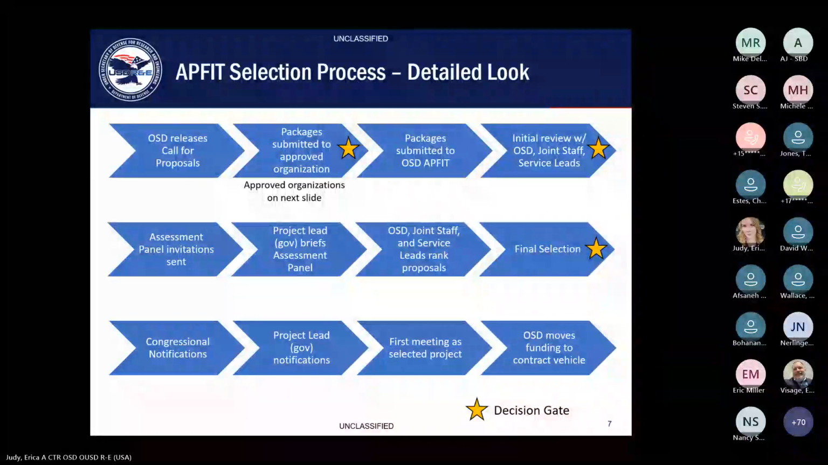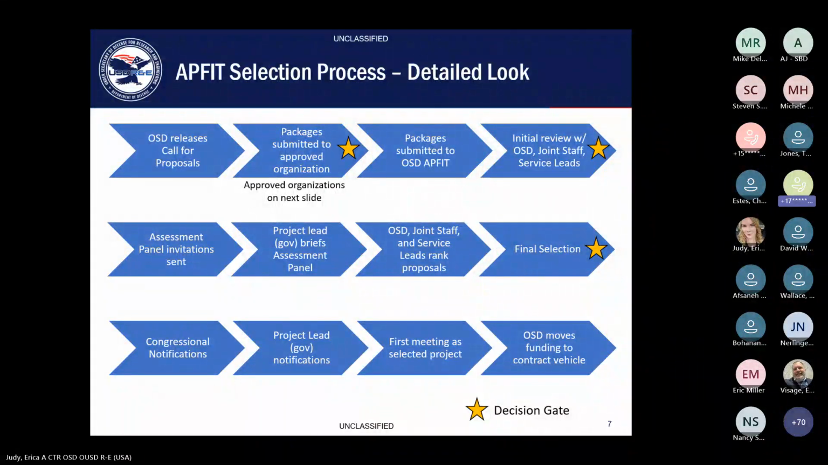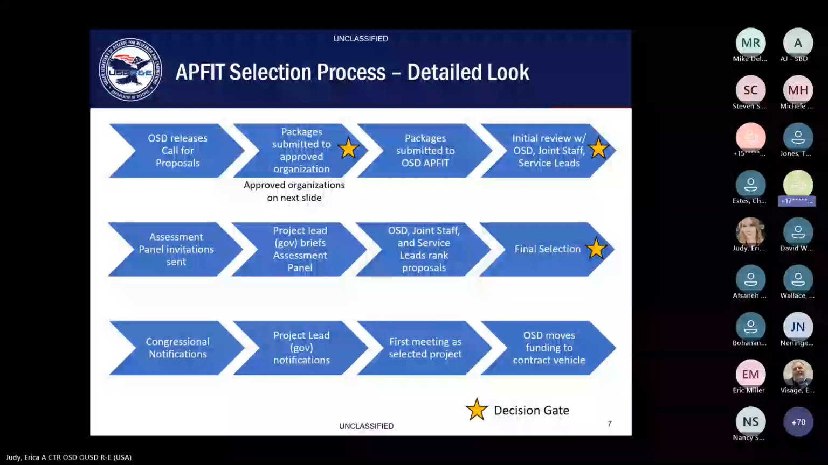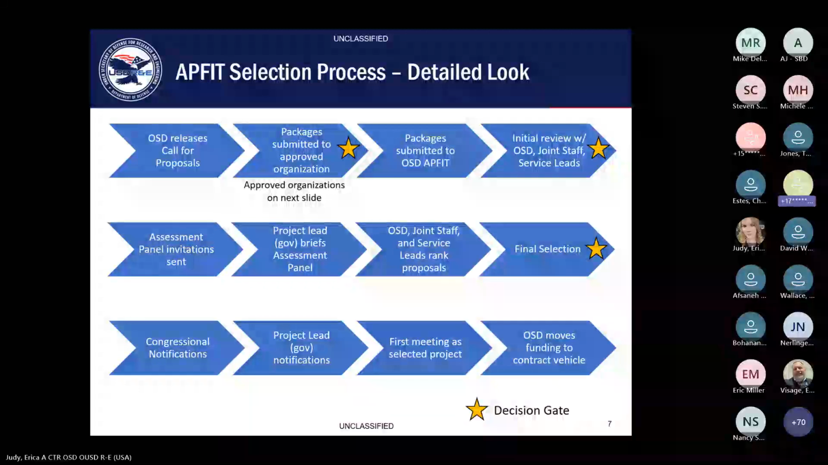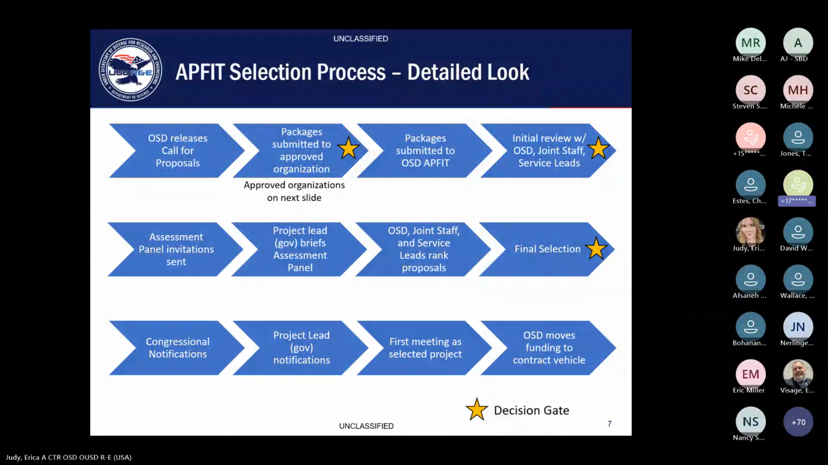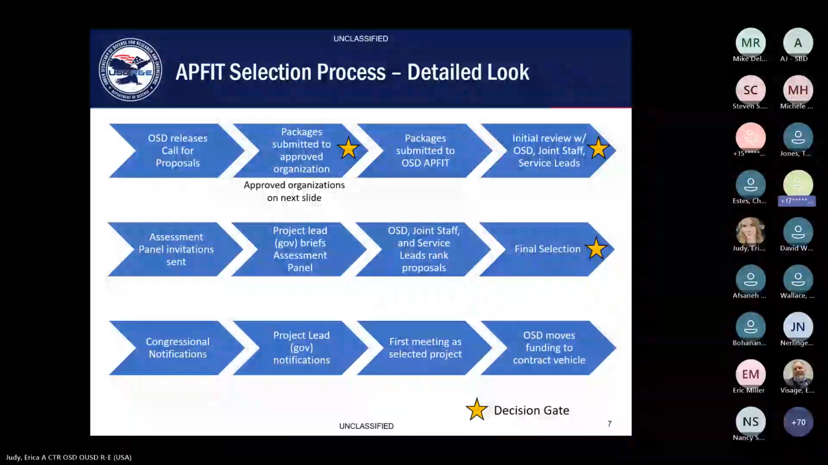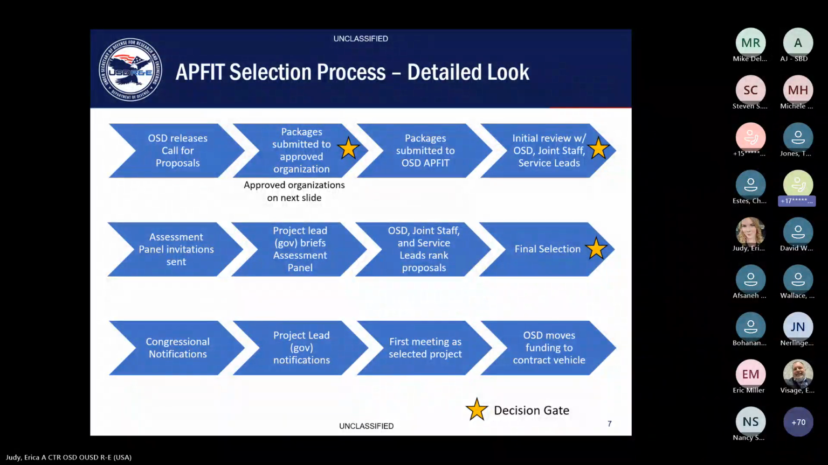So going back to what we reiterated numerous times in workshop 1, the importance of having a good government champion that understands your capability, understands the importance of it, can't be understated, because you're going to be relying on that government champion throughout every step of this process. If they submit to a service, it's important for them to make sure their PEO knows the importance of it, and then make sure the service overall knows the importance of it, so you actually get to the APFIT team. Then they're going to likely be the ones briefing at this assessment panel.